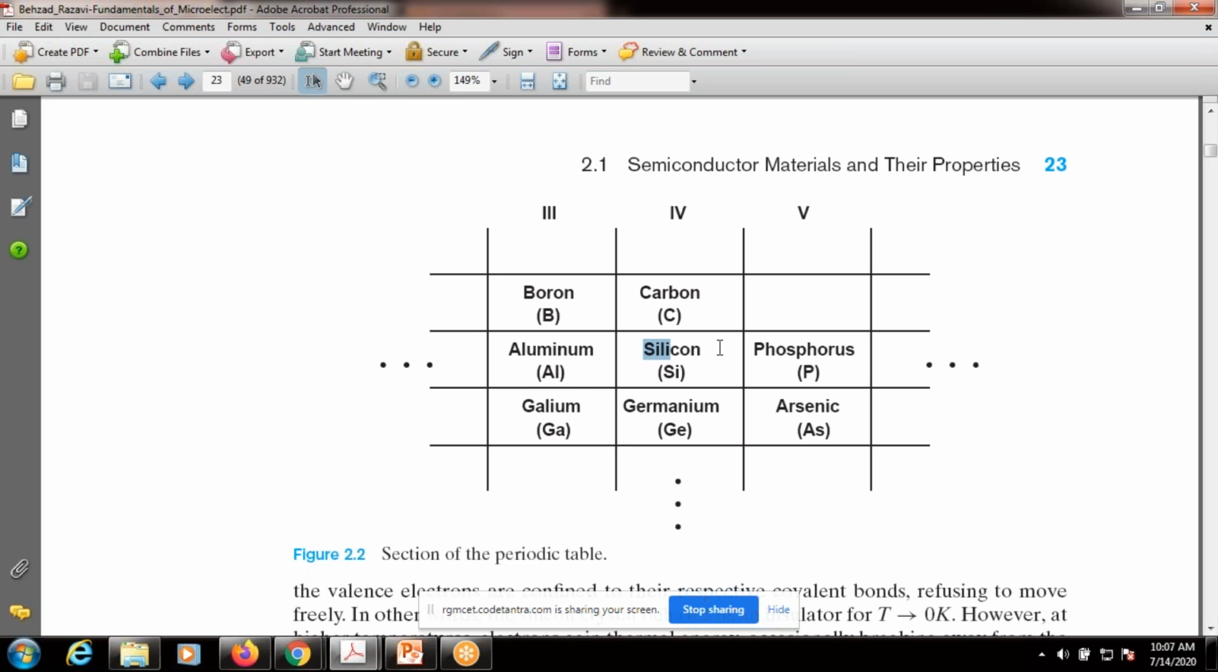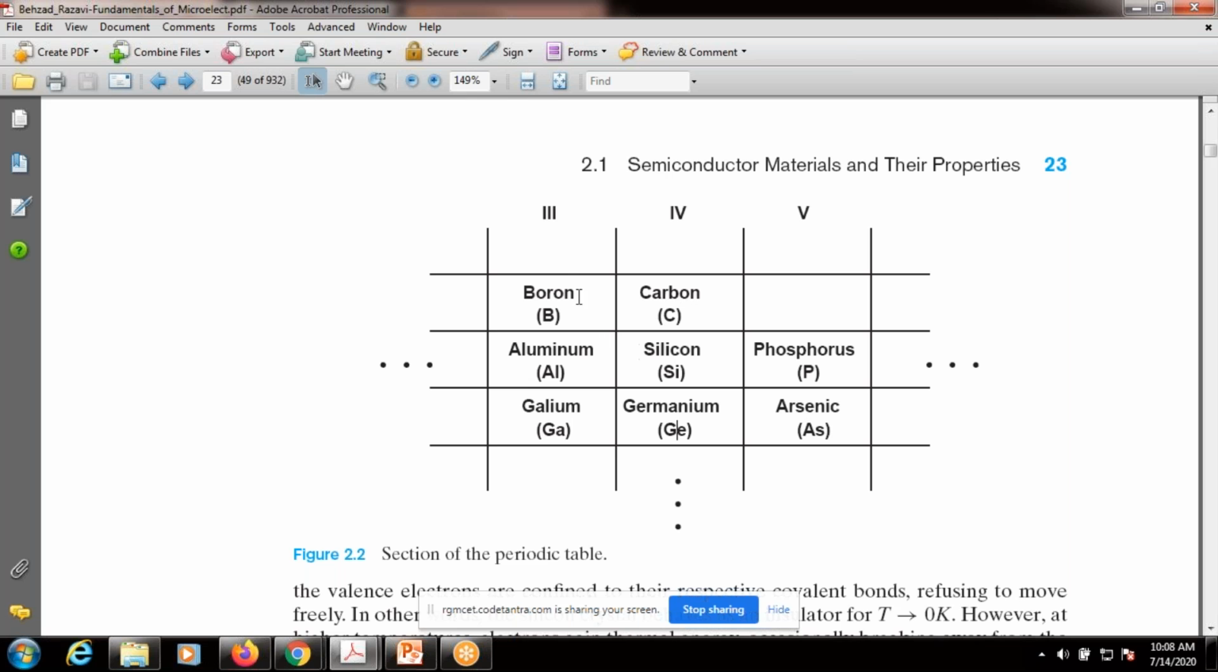Here we are mainly concentrating on silicon and germanium. Compared to silicon and germanium, we use only silicon. Anyhow, concentrate on silicon and germanium, and also the third group elements, boron, aluminum, gallium, and the fifth group elements, phosphorus and arsenic.